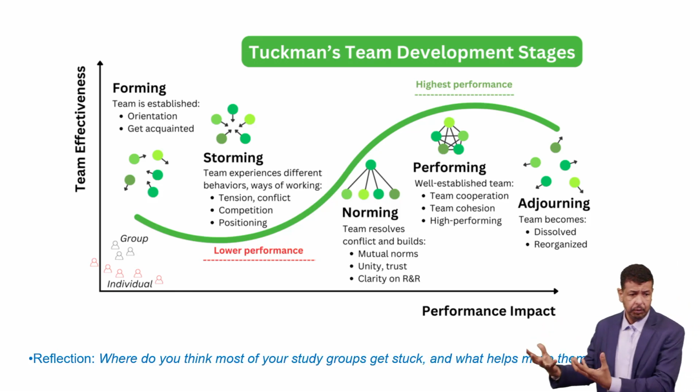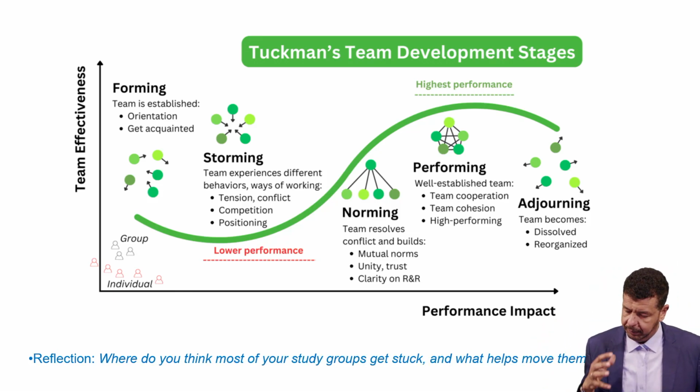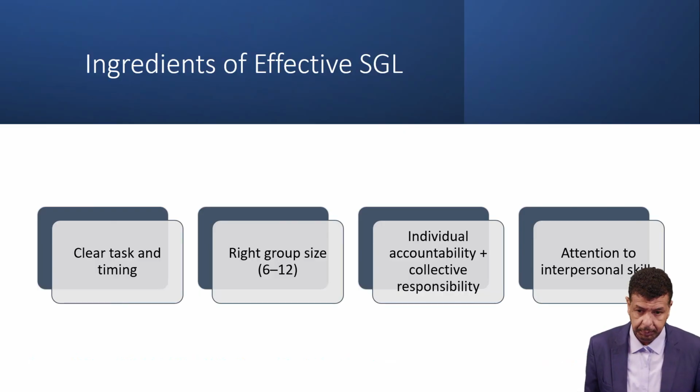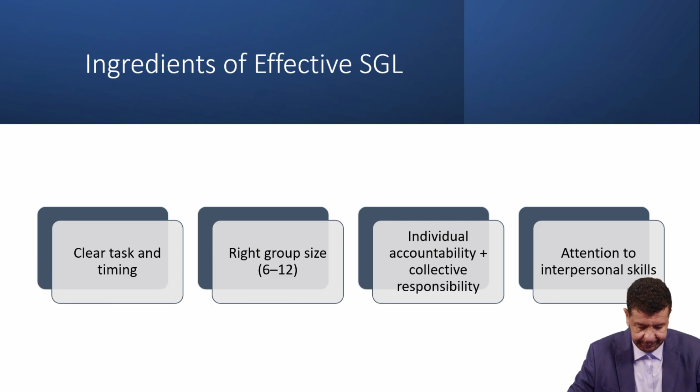What makes some groups successful, and on the other hand, what makes some groups non-successful? In order to answer this question, we need to know the ingredients of effective small group learning. Very important, the task should be clear, and the timing. The size should be optimum, not too large, which will create problems, and not too small, which will affect the discussion. Clear individual accountability and collective responsibility should be declared and should be there. And it's very important to pay attention to interpersonal skills.